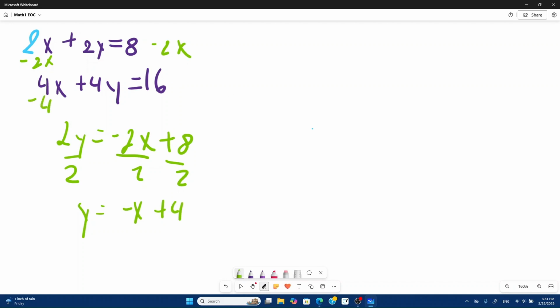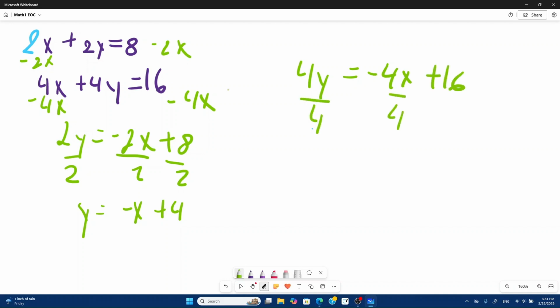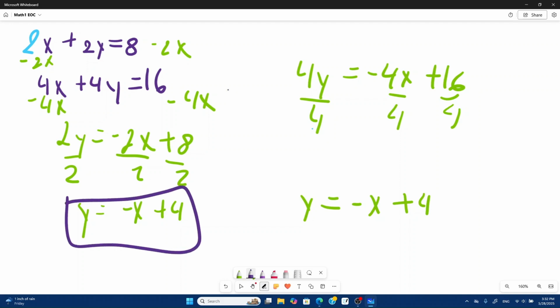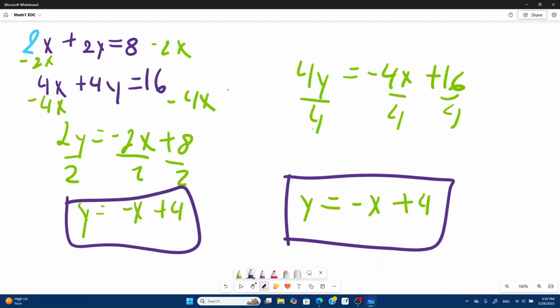Okay, so let's do this on the bottom as well. 4y equals negative 4x plus 16. Divide everything. Okay. You're left with y equals negative x plus 4. So you see, we both got the same equation. But what does that mean?